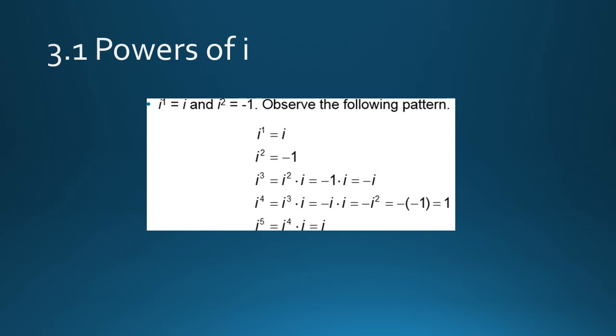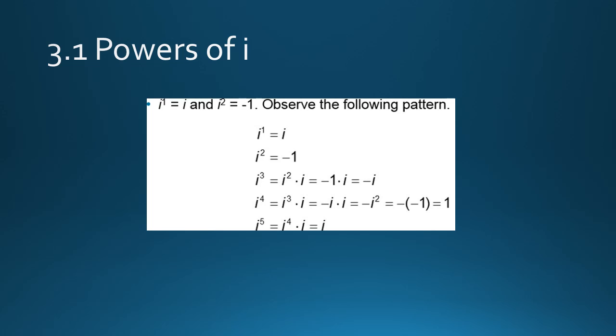We're going to look at what happens when you raise i to different powers. i to the first equals i. Anything to the first equals itself. We already said that i squared is negative 1. i to the third is i squared times i, which is negative 1 times i, which is negative i. And then i to the fourth is i to the third times i. We just said i to the third is negative i. So it's negative i times i, or negative i squared, which is negative negative 1, which is 1.